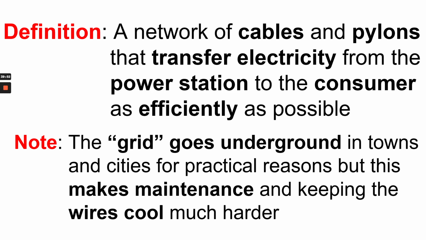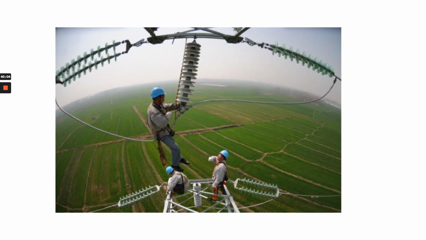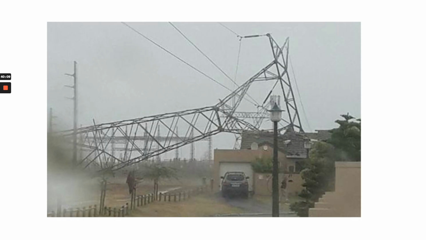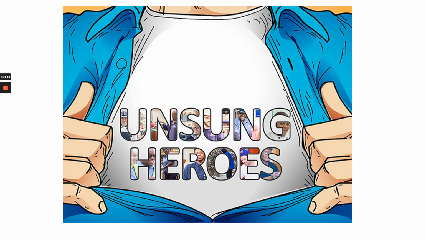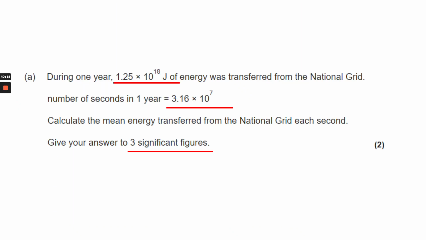Just one question they asked one year. The grid goes underground in towns and cities for practical reasons, but it makes maintenance much harder because you have to dig up the ground, and the wires get a lot hotter because they're surrounded by insulating soil. Now these guys are real heroes, okay? Anytime there's a storm or a blackout, these are the guys that get the grid back up and running, and I think they deserve a lot more credit than they get.